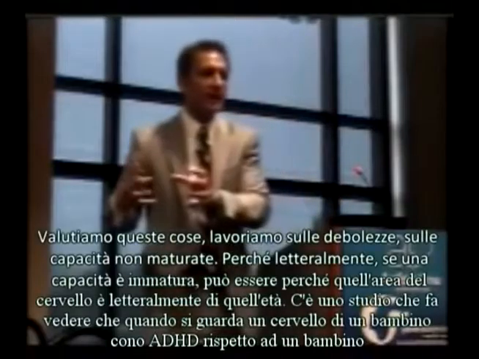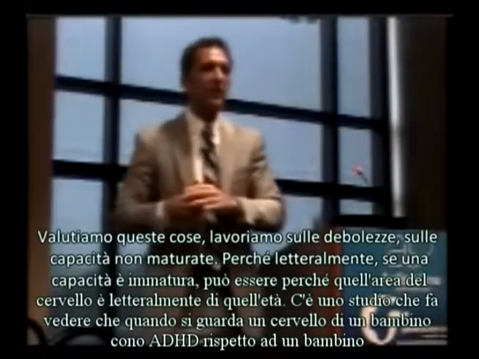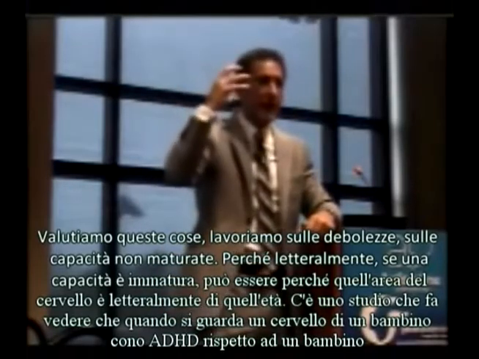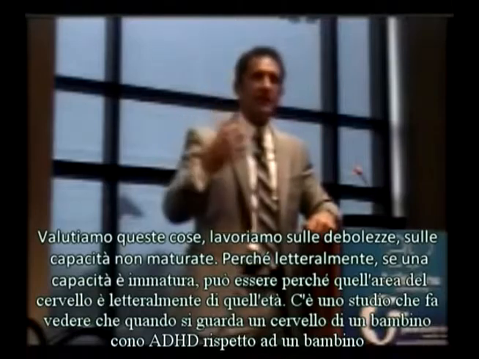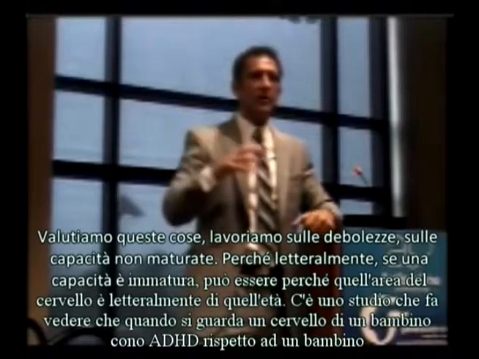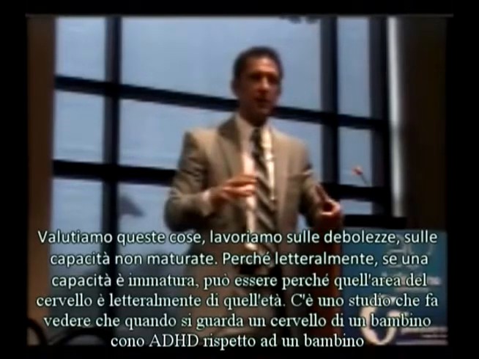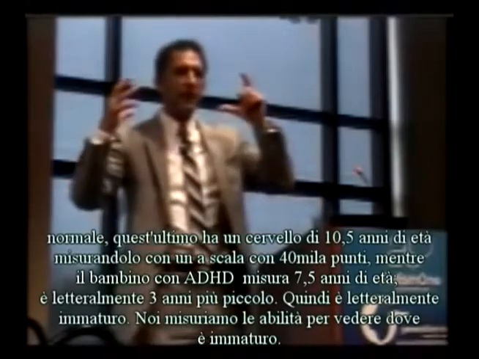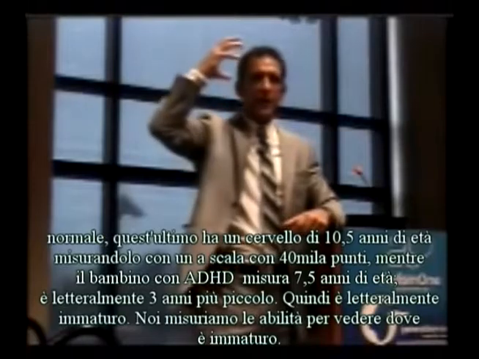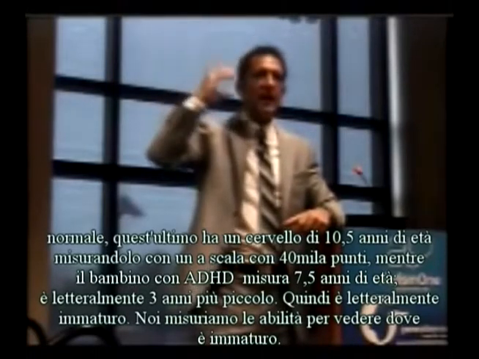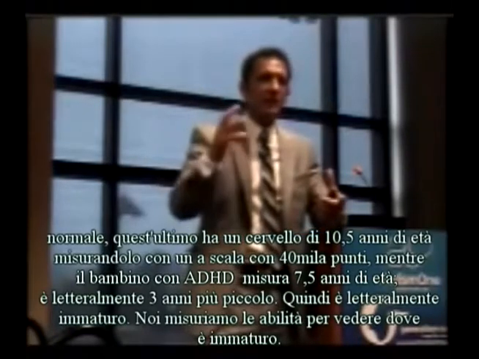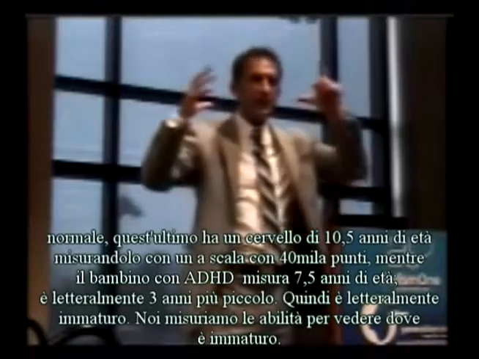So we're going to work on their weaknesses. We work on the skills that are immature, because literally, if a skill is immature, it's most probably because that area of the brain literally is that age. I mean, studies have shown that in ADHD, when you look at the brain of children with ADHD versus typical children, that a child who has a 10.5 age brain, by measuring all these 40,000 points, that a child who is 10.5 years of age, an ADHD child's brain measures 7.5 years. That literally it's 3 years smaller. So it literally is immature.